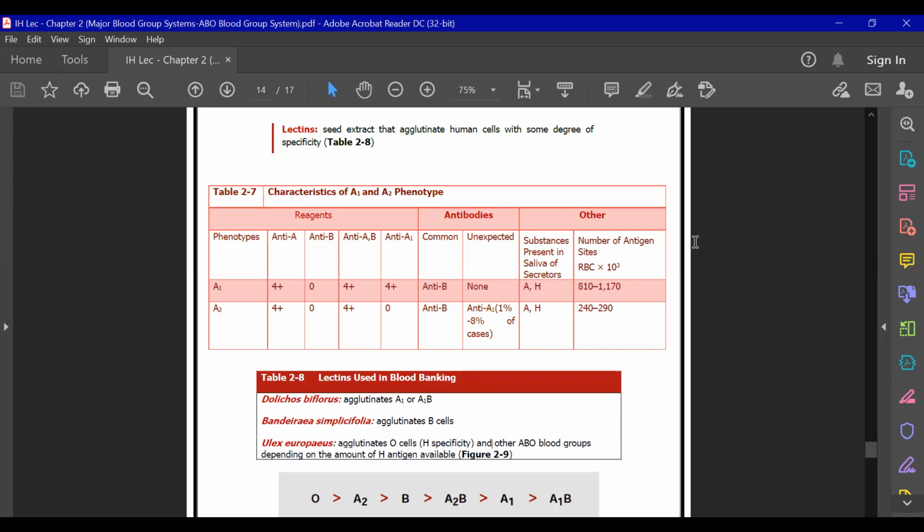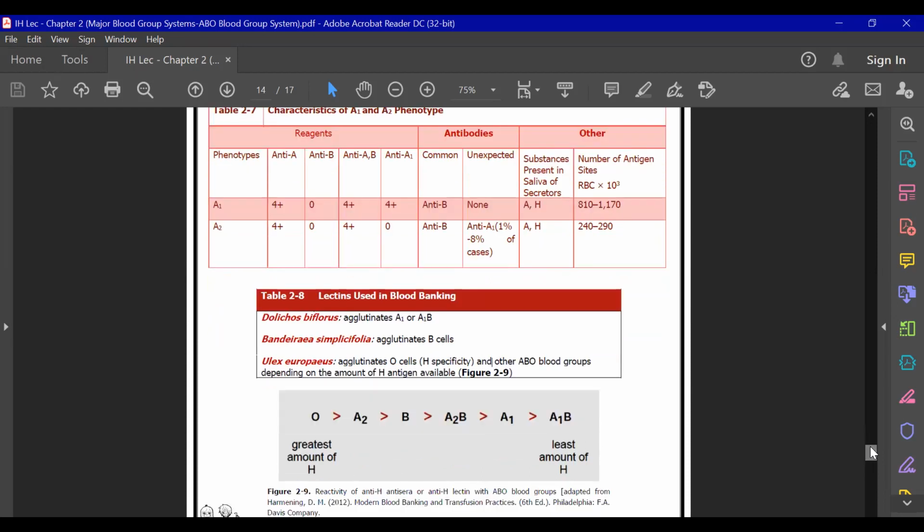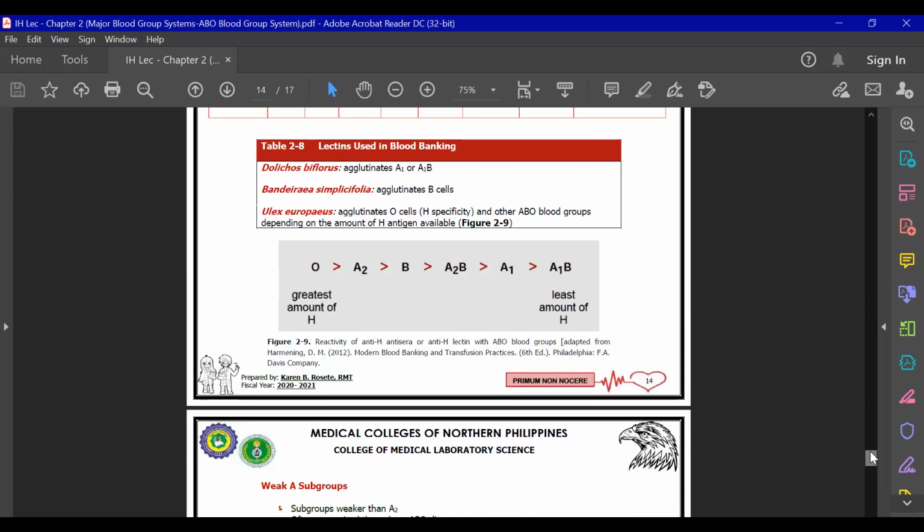And this is the number of antigenic sites in the red cell membrane. Okay, so guys, the presence of your anti-A1 antibodies in individuals having this phenotype causes now an ABO discrepancy in your ABO phenotyping. Okay, presence of your extra antibodies.